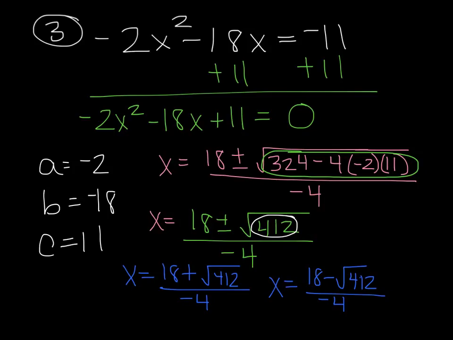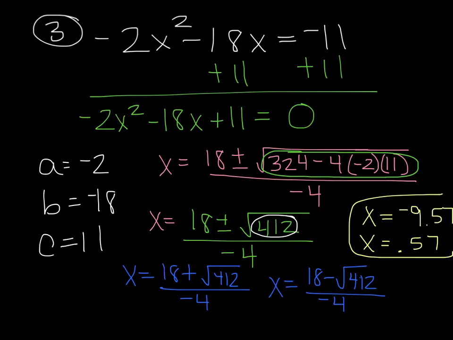When you do that then, you end up getting x is equal to, you do the first one, 18 plus the square root of 412, and you end up with negative 9.57. Then the second one, you do 18 minus the square root of 412, all divided by negative 4, and you get 0.57. So there would be your two solutions that your discriminant told you were going to get.